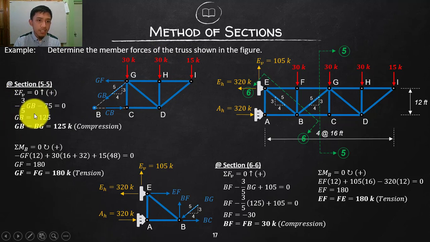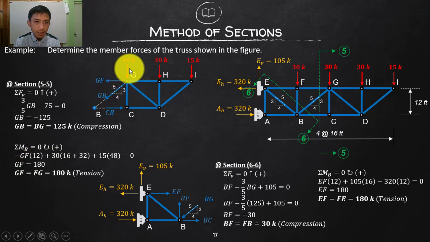So calculating GB is negative 125, which means it is a compressive force. Now I will take a moment at joint B to cancel out your GB and CB. You will have only GF. This will be clockwise, clockwise, clockwise. That will be counter. So your GF is counter, negative.